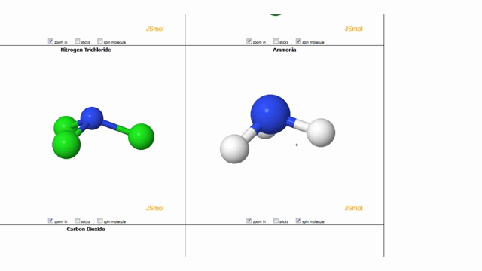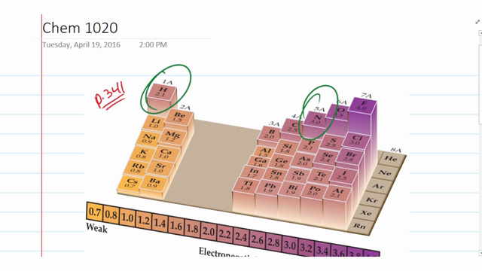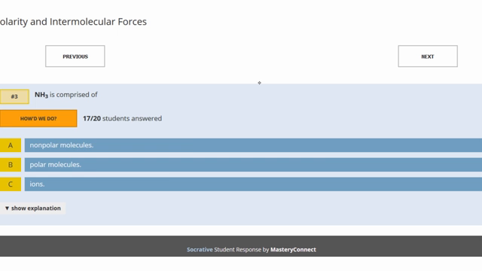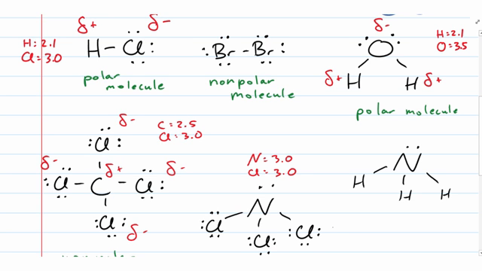And we're going to count down here. 5, 4, 3, 2, 1. It's comprised of polar molecules. Now, this one's polar because, again, the three-dimensional shape is critical. If we looked up those electronegativity values, nitrogen was at 3.0. Hydrogen is at 2.1.